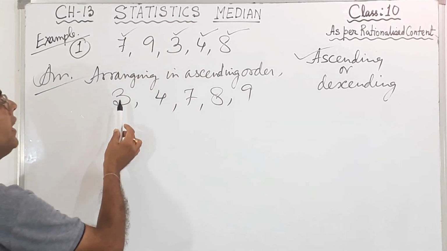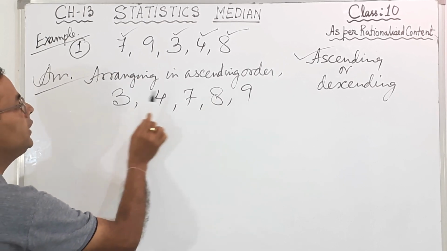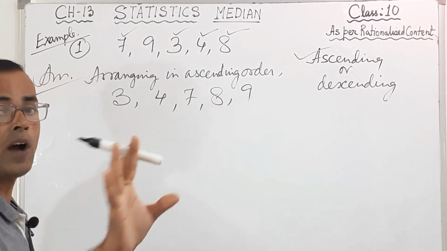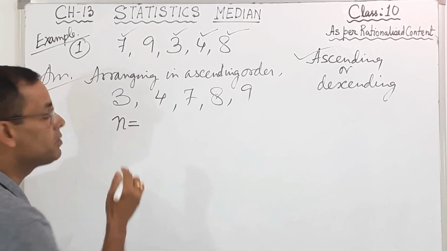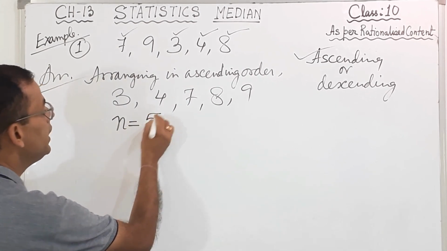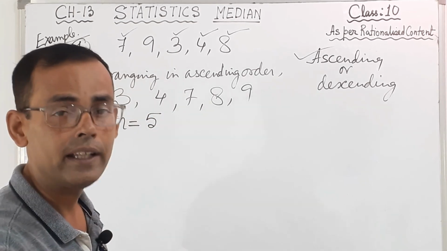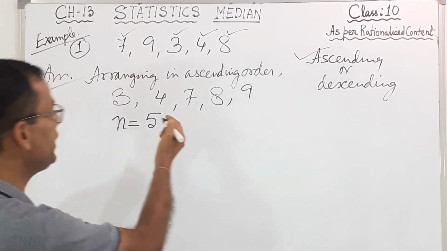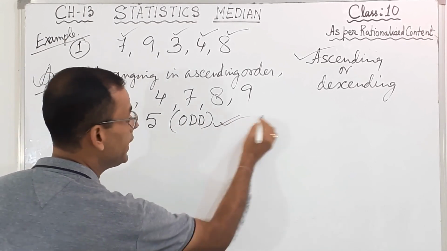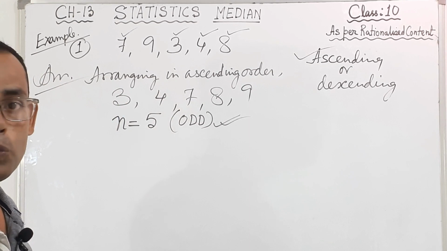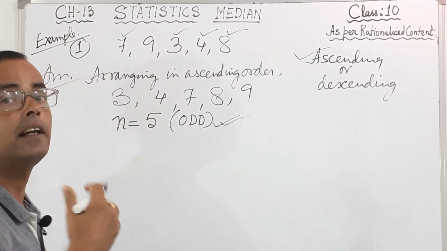Now I will see how many numbers are there. 1, 2, 3, 4, 5. So 5 numbers are there. The number of items is 5. Now 5 odd है या even है? Means odd number या even number. So obviously odd. तो जब odd मिलेगा तब मेरा फॉर्मूला मीडियन निकालने का डिफरेंट होगा.